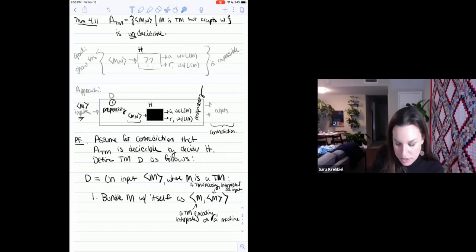So what H wants is it wants something to interpret as a machine, and it wants something to interpret as input to a machine. I don't know for sure that H actually plugs W into M, but if it ever does that, then what it's really doing is it's plugging M into itself. So whatever machine we pass into D, we tell H to interpret that machine as a machine, and also to interpret that machine as an input to itself.